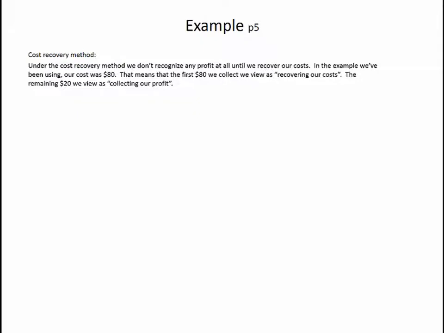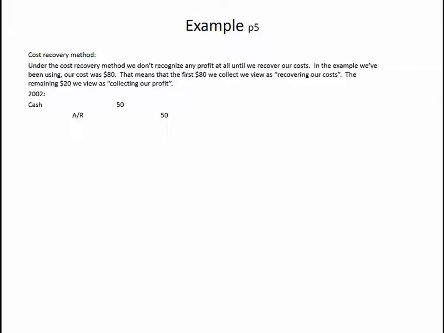Next, let's go ahead and look at the cost recovery method. Under the cost recovery method, we're not going to recognize any profit at all until we get back our $80 investment in the inventory. So in this example we've been using, our cost was $80. That means that the first $80 we collect we view as recovering our costs. Once we get past that point, the remaining $20 we view as collecting our profit.